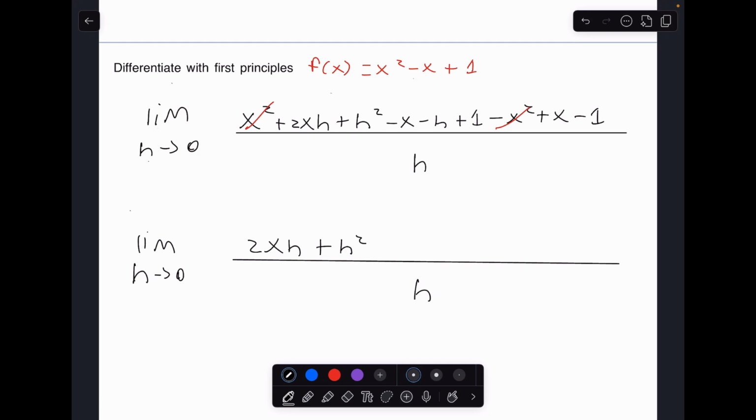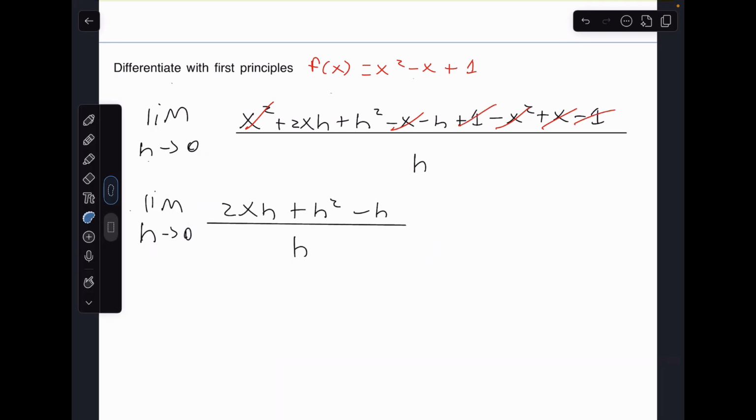Now we have negative x. Okay. Well, negative x, we can cancel that with positive x. Now we have negative h. Negative h also goes in here. And then we have plus 1 and minus 1. So cancel out these ones. Okay, so we're basically done now.